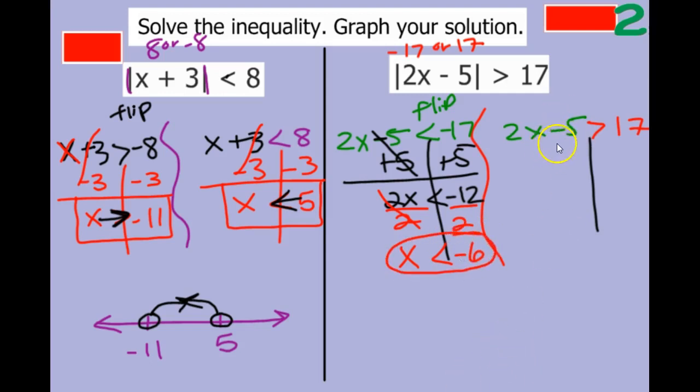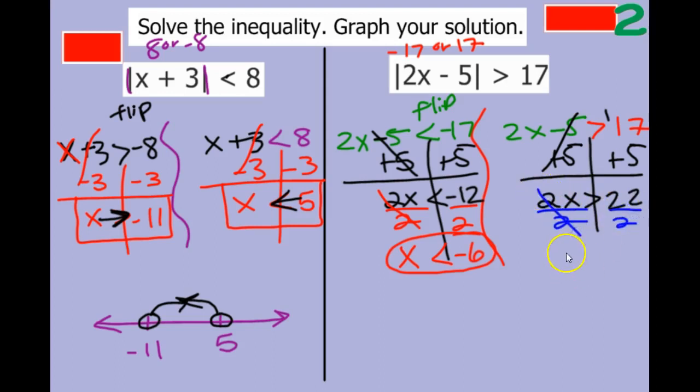Let's solve the same thing on the other side. Get rid of your adding and subtracting first, so add 5. I have 2x, symbol, and then 17 plus 5 more. Well, 7 plus 5 is 12, so it'll give you 22. And then divide both sides by 2. 2 over 2 is just 1x, or just x. And 22 divided by 2 is 11.